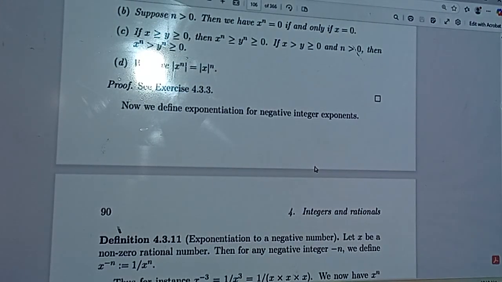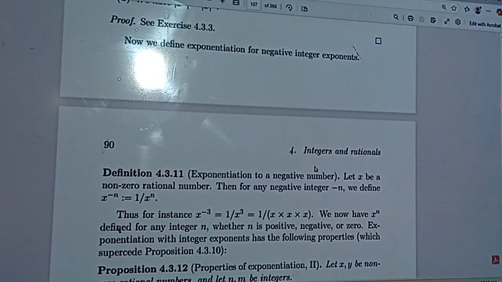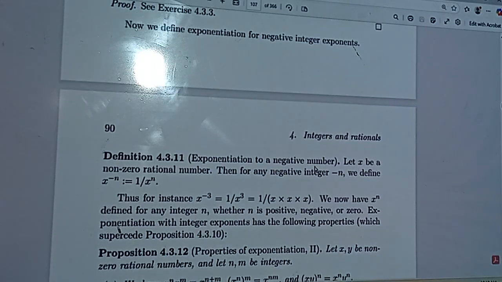Got it? Thus, for instance, x to the minus 3 is 1 over x to the 3. X to the 3, from this definition, you know, x times x times x. So, this way you can define for any n. No problem.